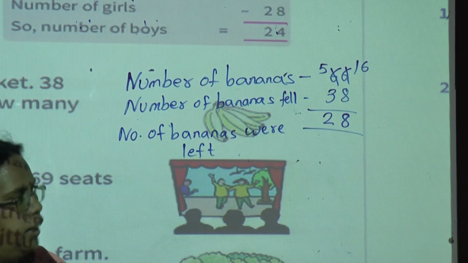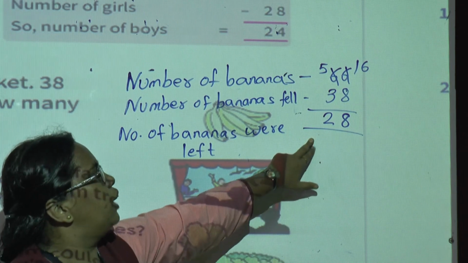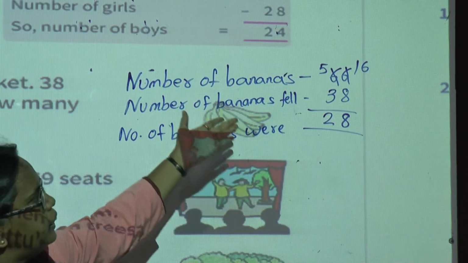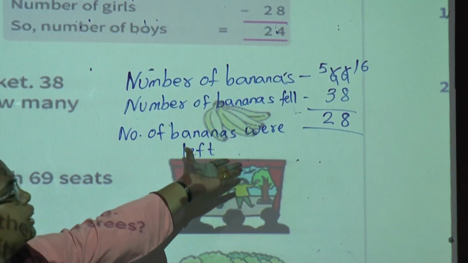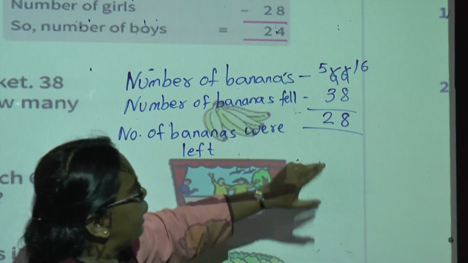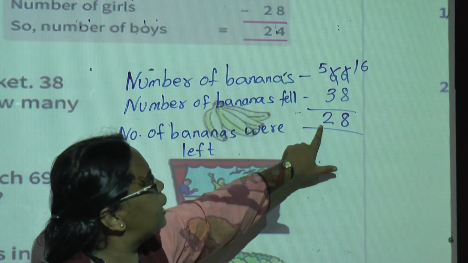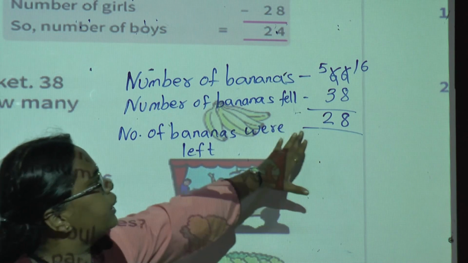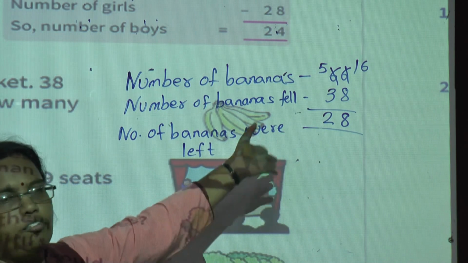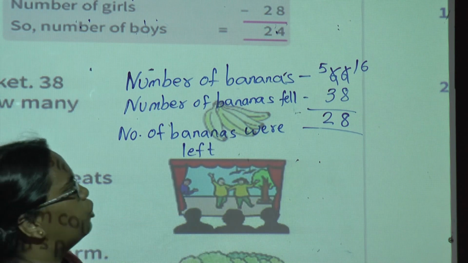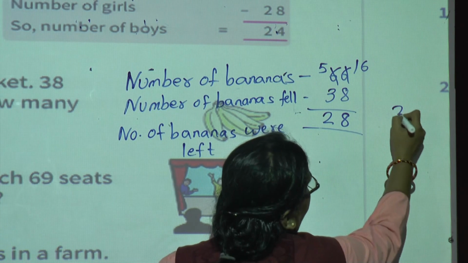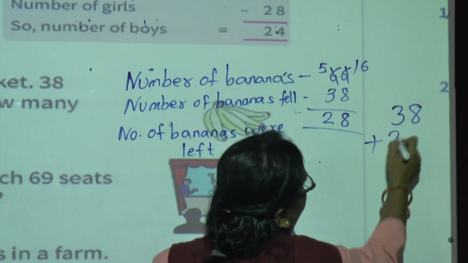Now see here children, in this way you can solve. Now if you want to see whether the answer is correct or not, what will you do? See here, you can take this 38 plus 28. If you want to check the answer, 28 is the answer, but you are confused whether it is correct or not. So in the rough column you can do it this way, 38 plus 28.